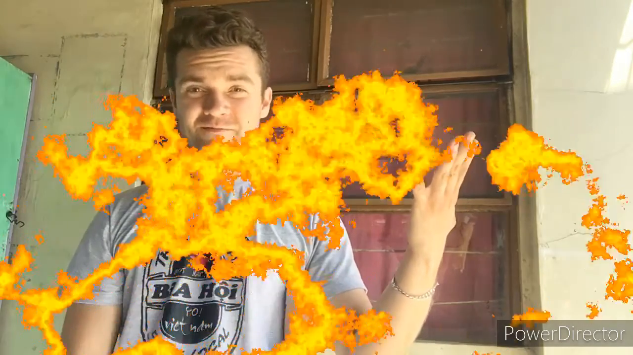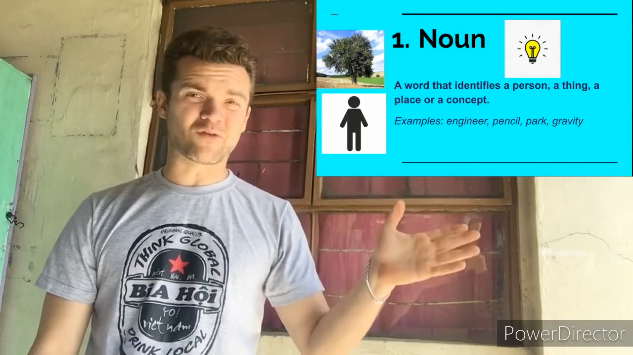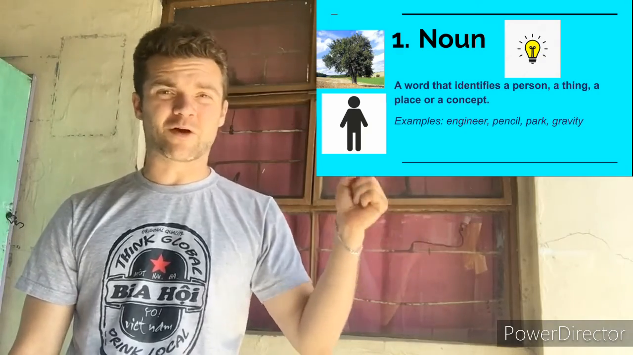But for now, let's take a look at 4 major parts of speech in the English language. Nouns, pronouns, verbs, and adjectives. Are you ready? Let's do it. So, the first part of speech we're going to look at today are nouns. So, what's a noun? Anybody have an idea? A thing, a place, a person? That's right, okay? A noun is a word that identifies a person, a thing, a place, or a concept.